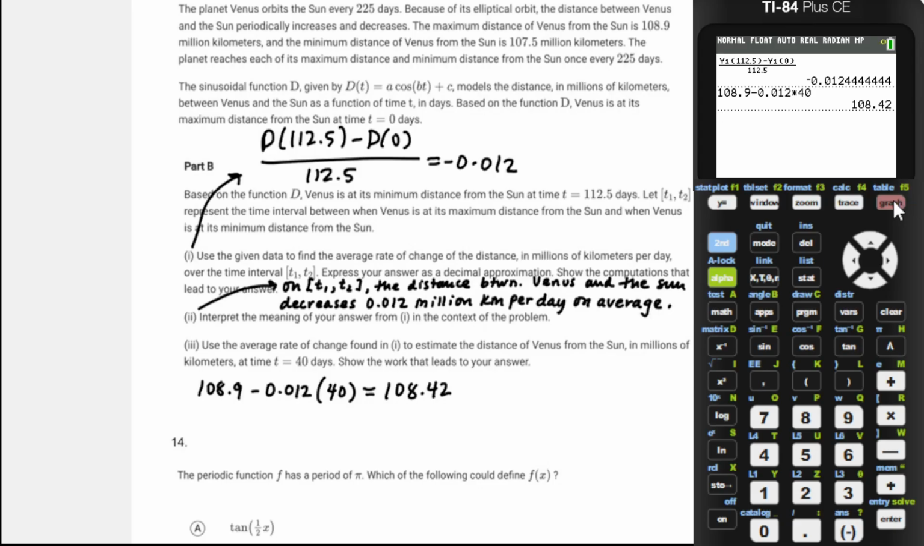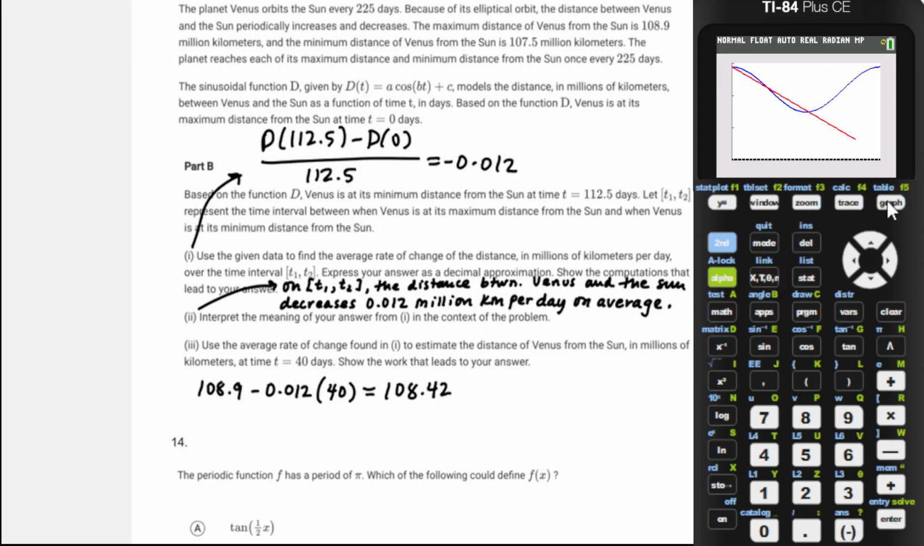Oh yeah, if I went over here to the graph and I calculated the value at x equals 40, let's see if that works. Yep. 108.506. That's pretty good. And so what we're saying here is, what we did, I'll show you the graph there. We did 108.9 minus 0.012 times x based on the average rate of change.